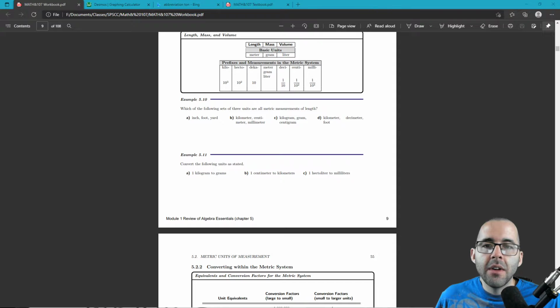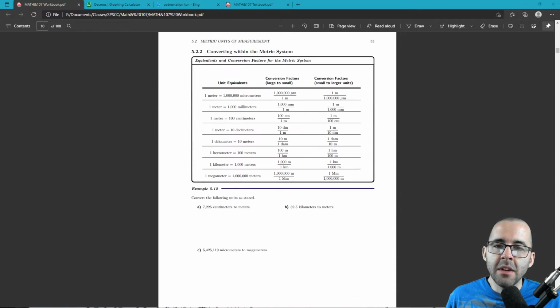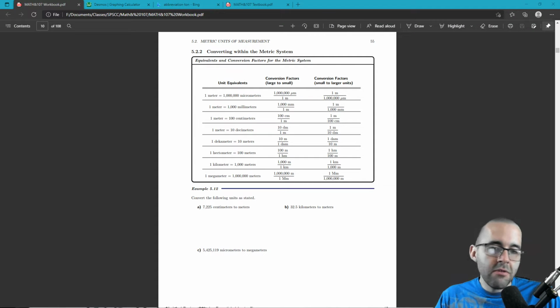So a lot of times we talk about meters, grams, and liters for length, mass, and volume, respectively. And then there's a bunch of prefixes. Not going to worry too much about this just yet. You can go through these yourself, but this table over here is maybe what's going to be more important. This is our conversion table for the metric system, and everything is just in powers of tens.